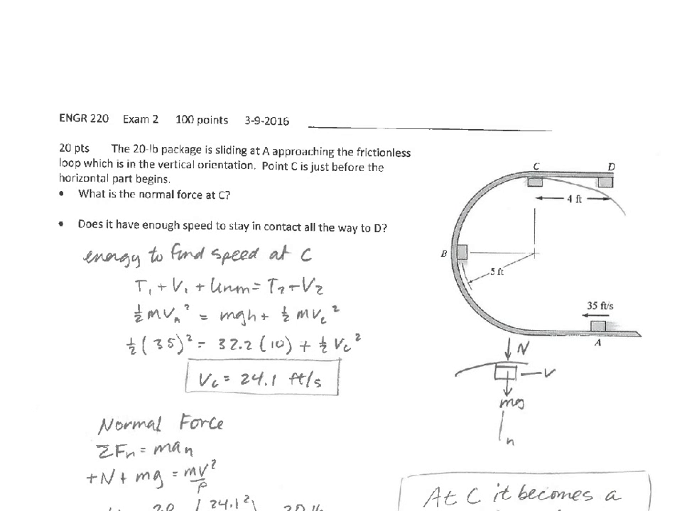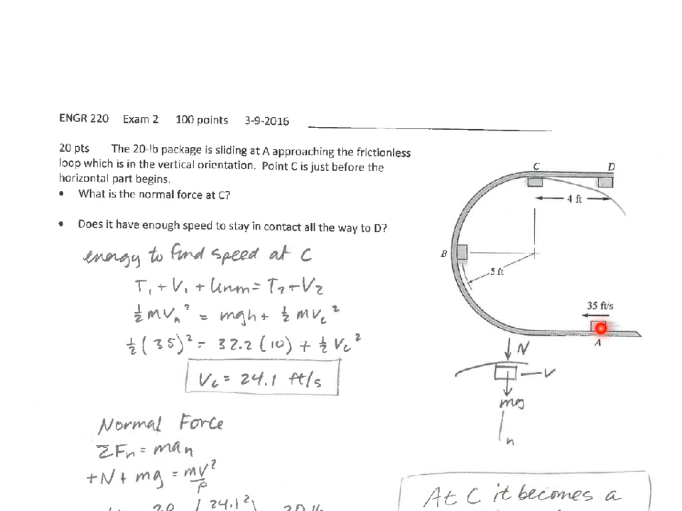This is the video solution for exam 2 in dynamics. Okay, this first problem was an energy problem to try to understand what happens to this package. It's sliding along on this ramp, then climbs the wall, and we wanted to find out what happens when it gets up to point C here.